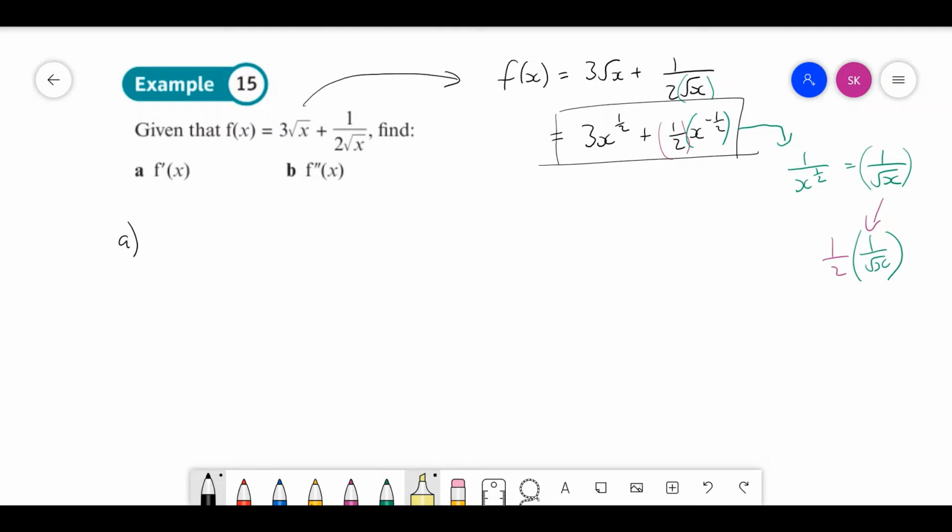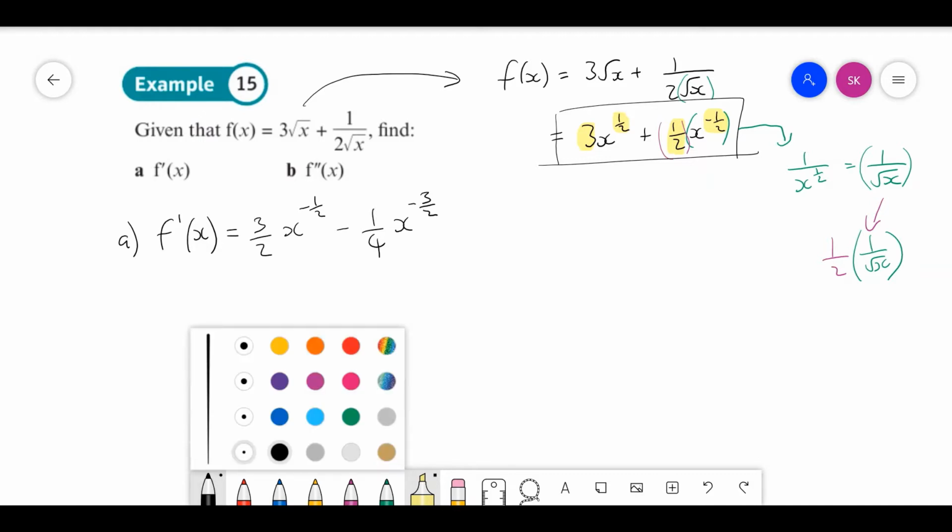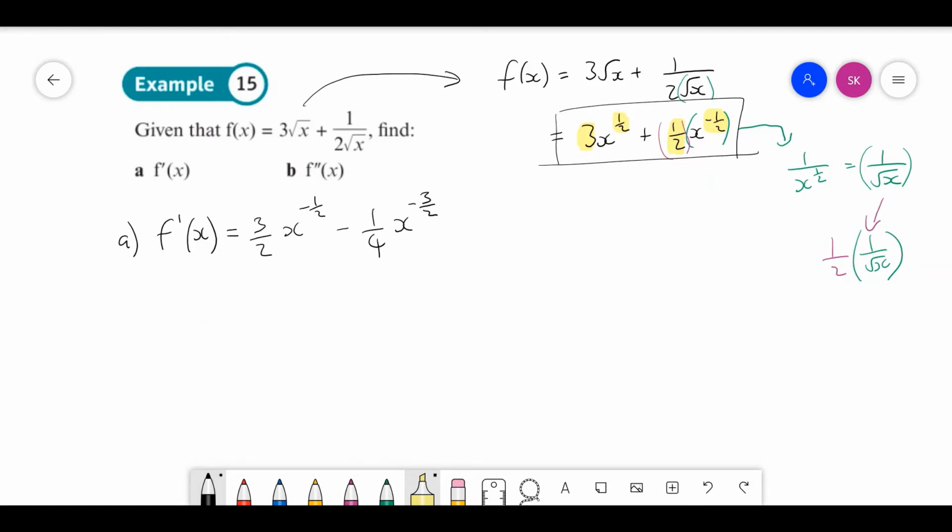For part A, where I'm finding f dash x, I'm going to do a half times 3, which is 3 over 2, x to the power of negative a half. And then I'm going to do negative a half times positive a half, which is negative 1/4, x to the power of negative 3 over 2, because that's 1 less than negative a half. So that's my first order derivative done. If you need me to explain that again, obviously just pause the video and rewind what I've just said.